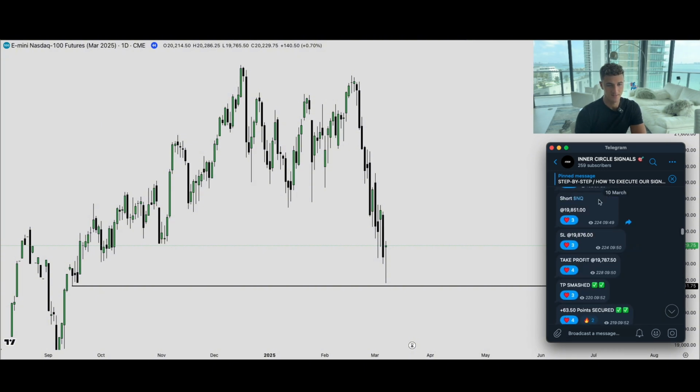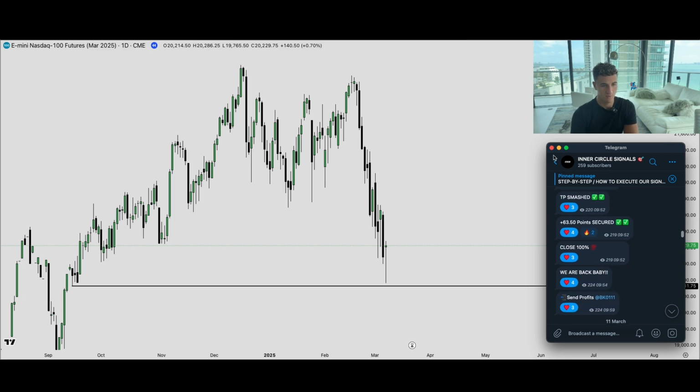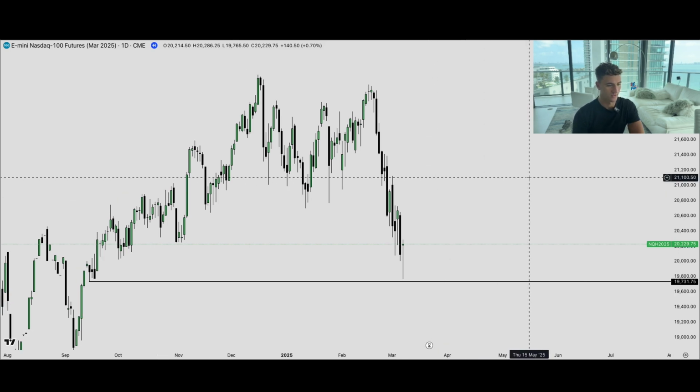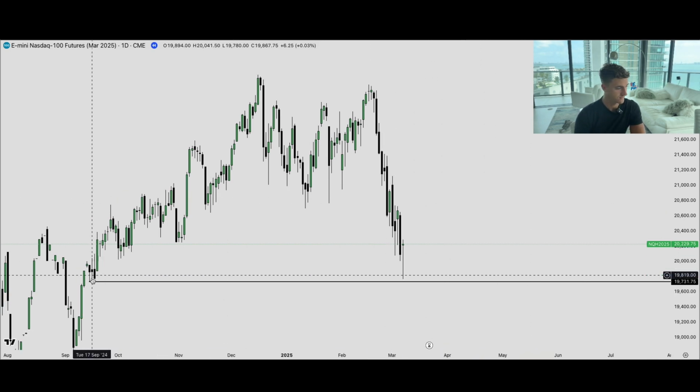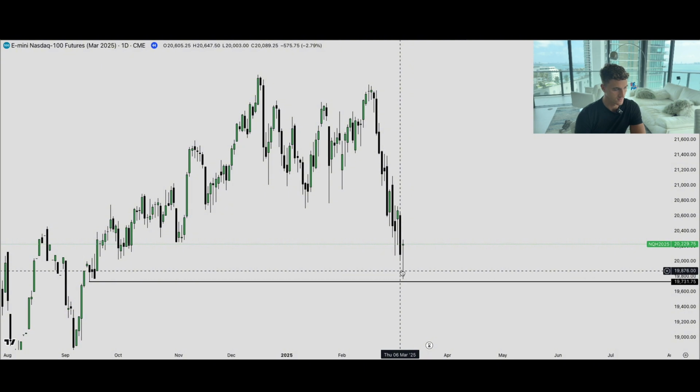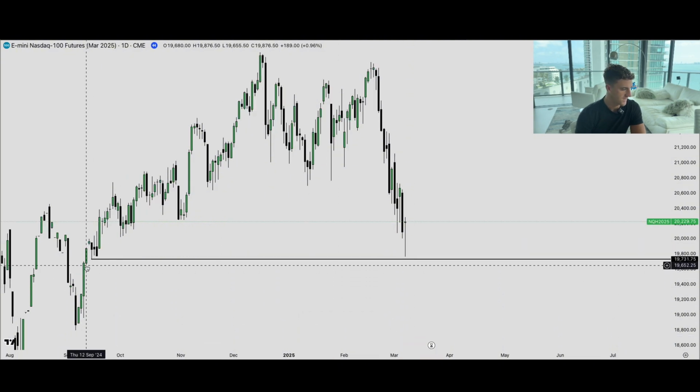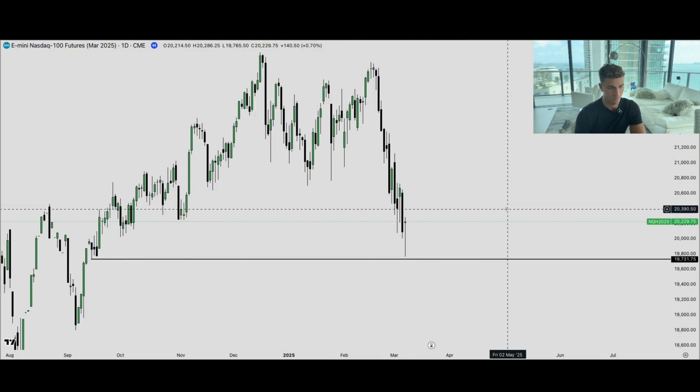So anyways, we actually ended up taking a short trade on Monday, and it smashed TP for over 63.5 handles. So we're going to be breaking that trade down now. Going into the morning, I had a bearish bias. The reason is we have these relatively equal lows here, and we also have this untapped fair value gap that price has not yet rebalanced.